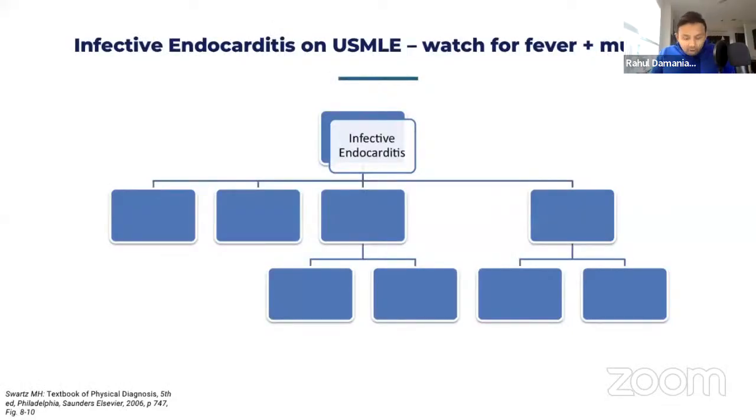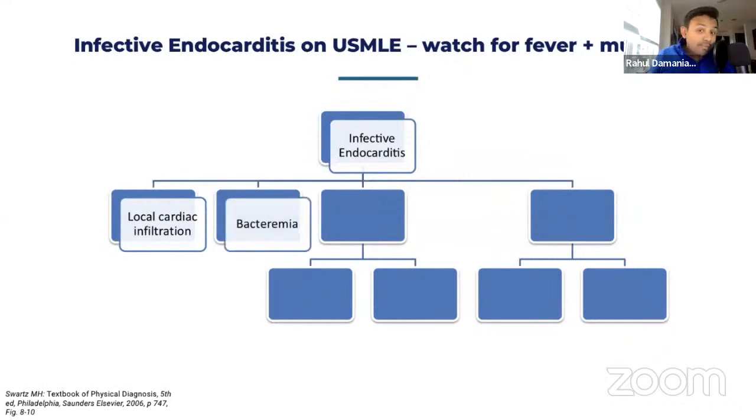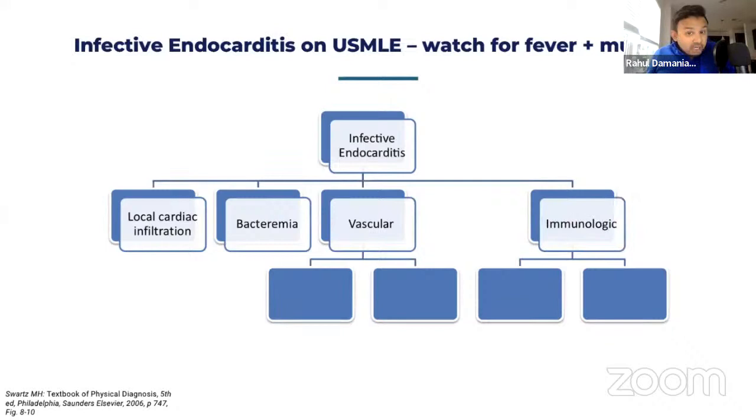So infective endocarditis, let's go through some key elements of pathophysiology. Either you can have local cardiac infiltration, you could have bacteremia, so maybe you have a blood stream infection, and now you have those bacteria that stick right onto the valve itself. You can have vascular phenomena that can be on your exam, or you can have immunologic phenomena.